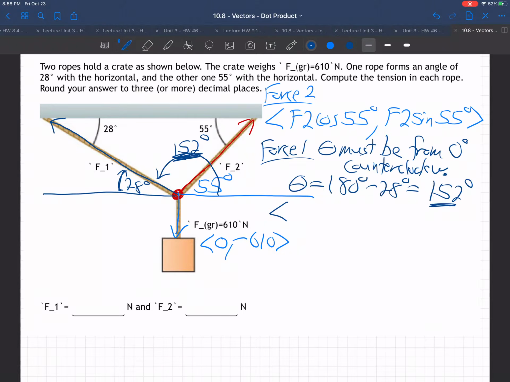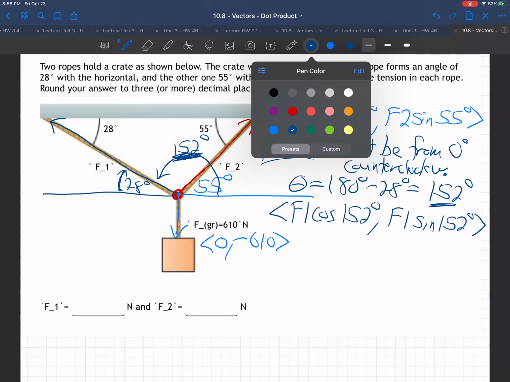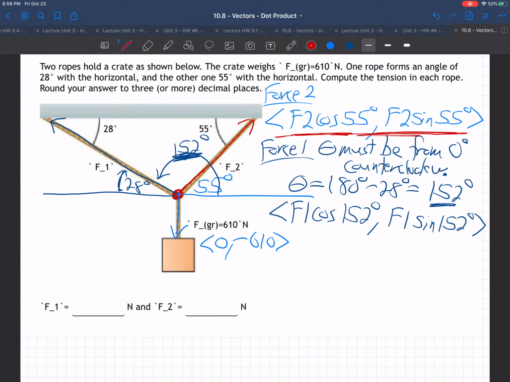So then that vector is whatever force 1 is. We don't know. We're trying to find that. Force 1 cosine of 152 degrees, comma, force 1 sine of 152 degrees. Is that making sense? So we have force 2 vector, force 1 vector, right? I'm getting those because to find a vector, you always just take the magnitude cos theta for the x and magnitude sine theta for the y. That's the x and the y. And for the crate, it's just all y straight down, negative 610.